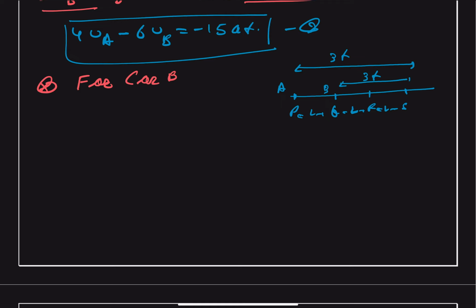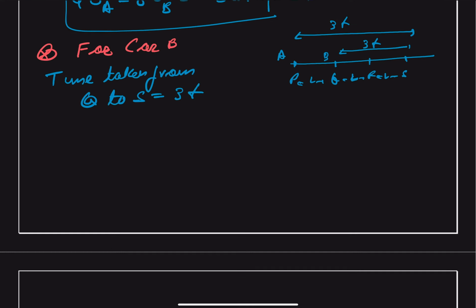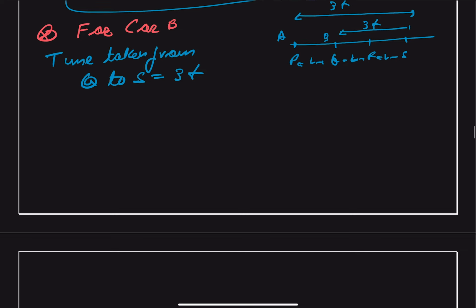Time taken from Q to S is 3t, but the time taken from R to S is 2t because it is given as half. Okay, so we can write the time taken from R to S is 2t. Therefore, from Q to R it will be t, obviously.